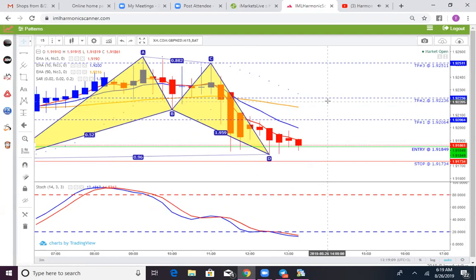Like, for example, on the US 30 trade that I took at about 4:30 this morning, it was a buy, but it was right at the... let me log on so I can show y'all better than I can tell you.